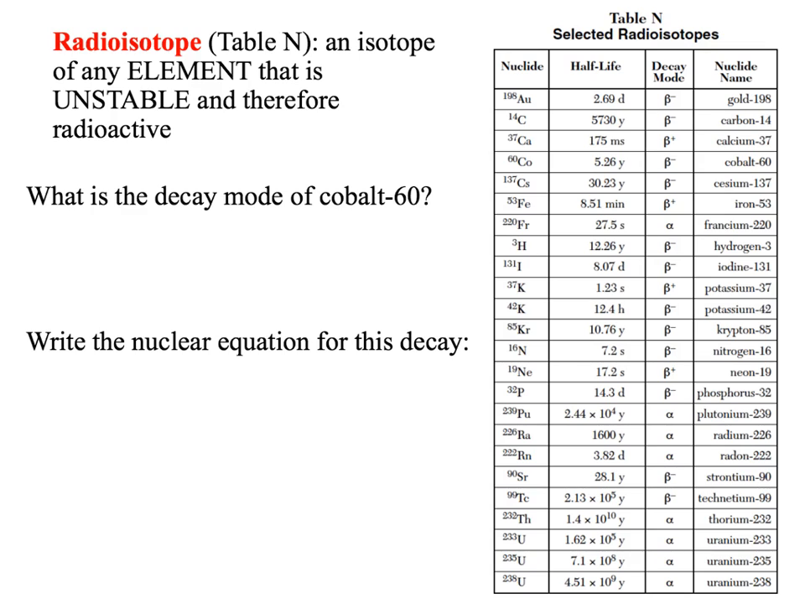So for example, you can be asked the type of question like this: what is the decay mode of cobalt-60? So you're going to go to Table N and go to C and find cobalt. And if you look in the decay mode column, you'll see that the decay is a beta emission or beta particles. So you would write beta decay, or you can symbolize it like that, beta decay. Either answer is acceptable.